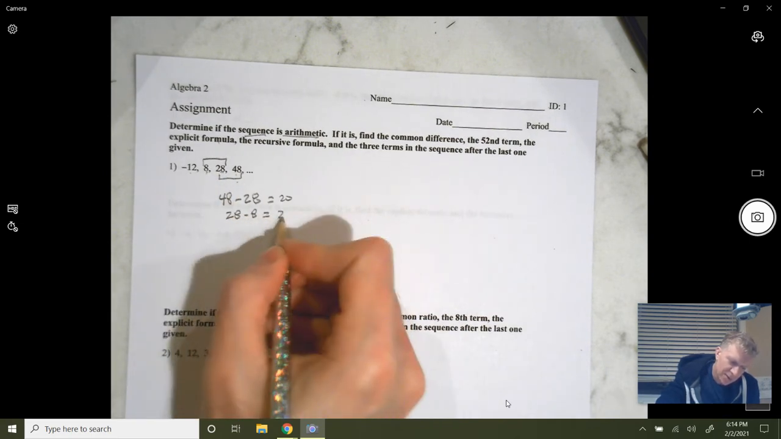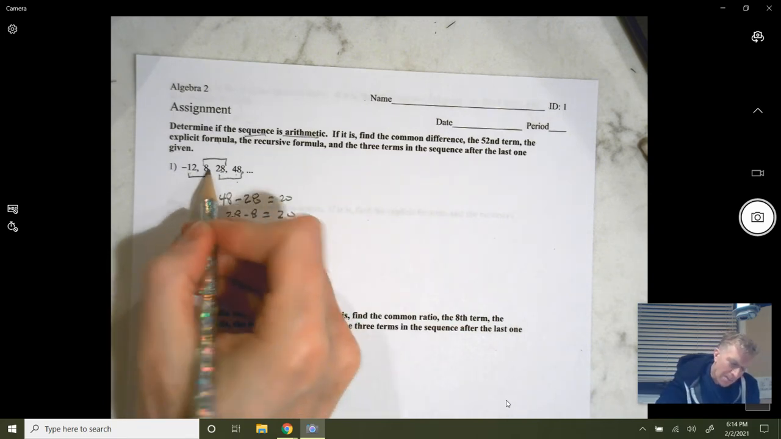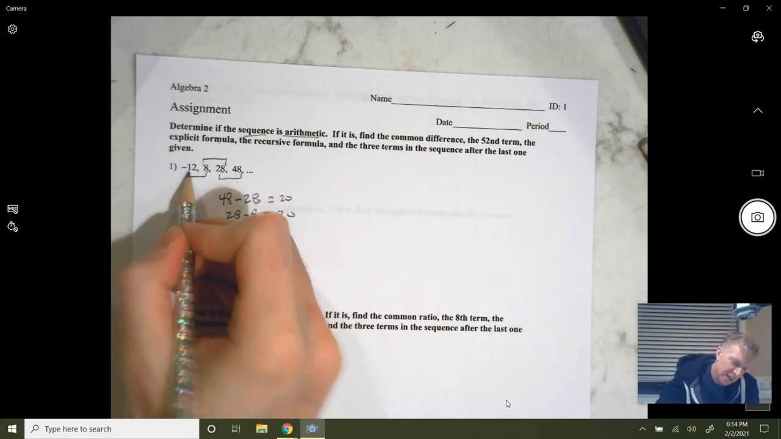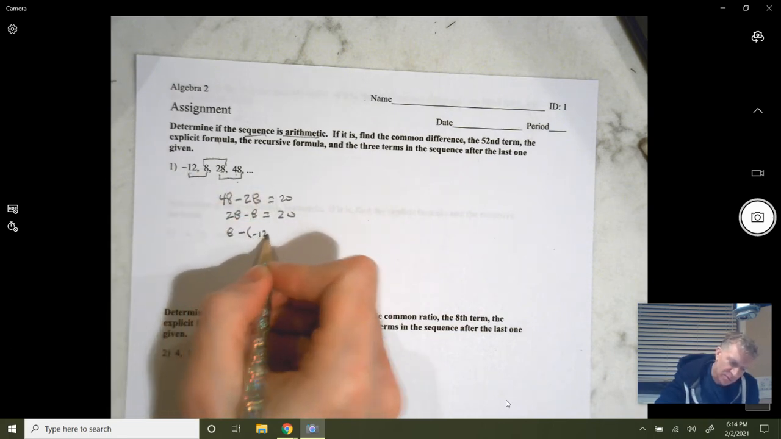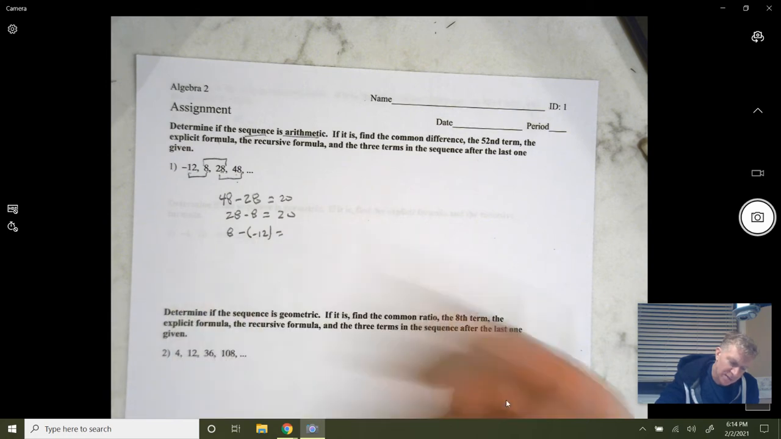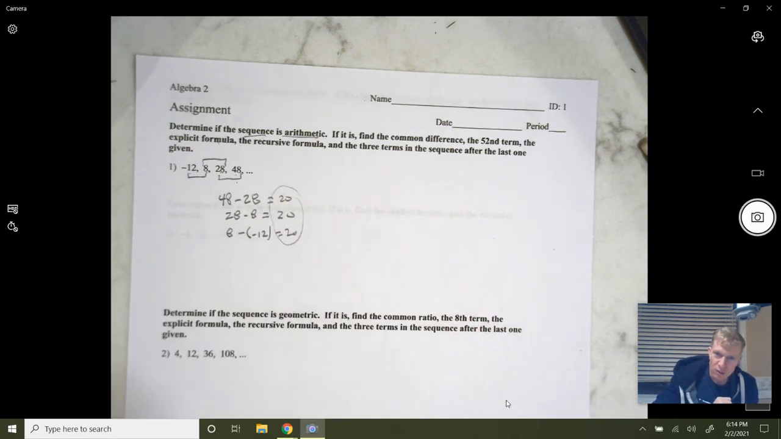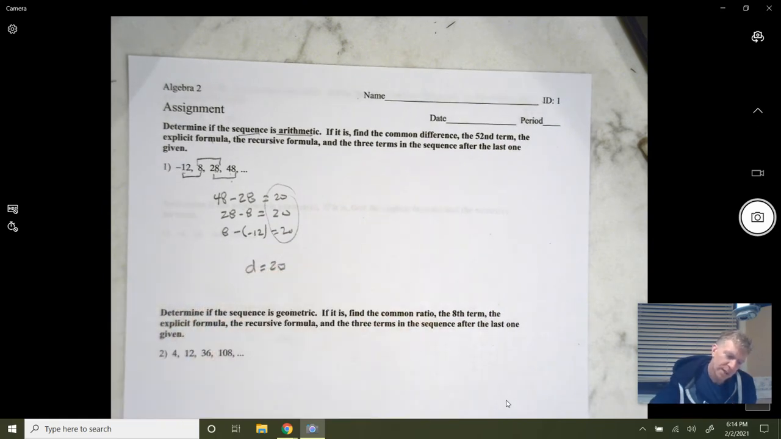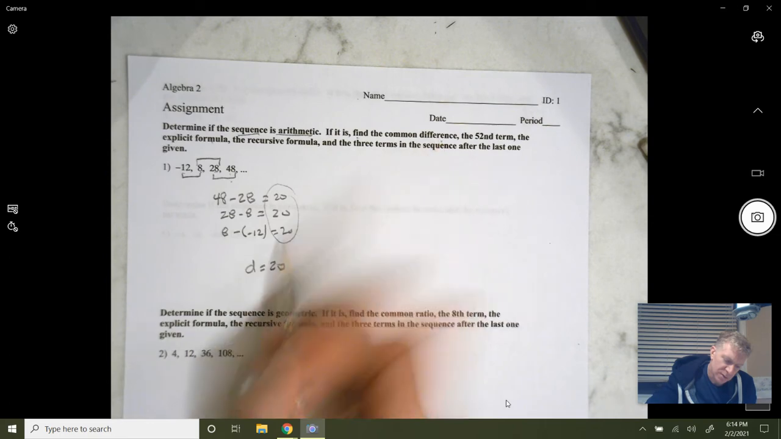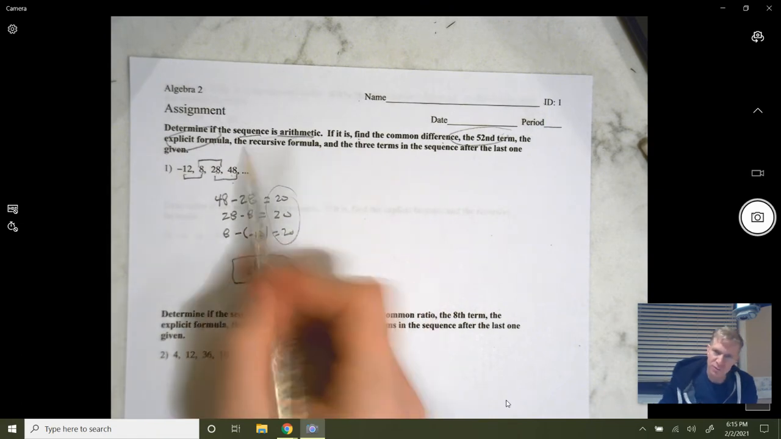Well, look at that, what do you know? That's 20 also. Then let's look at the first two: the difference between 8 and negative 12. 8 minus negative 12. When you subtract a negative 12, you add a positive. 8 plus 12 is 20. Our differences are all the same. Our common difference is 20. Okay, if it is, find the common difference. We already did that. Find the 52nd term, the explicit formula, and the recursive formula.